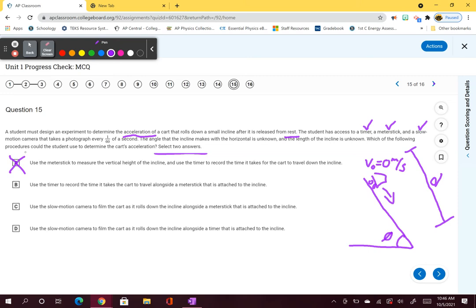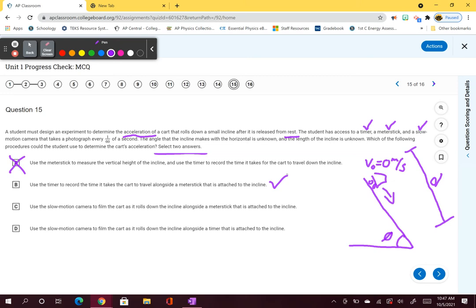Use the timer to record the time it takes to travel along a meter stick that's attached to the incline. So basically, you're using the meter stick to measure the distance and the time. So that at least gets you your velocity, and if you do that at different intervals, that could work. So that's a possibility. C.